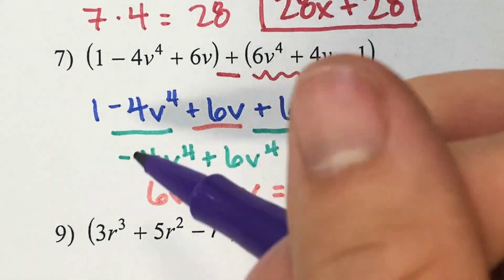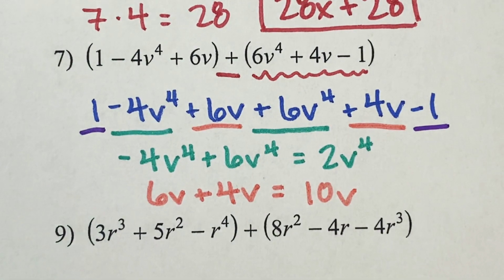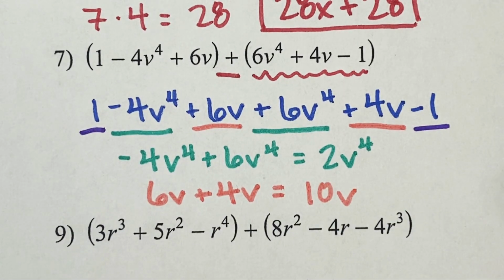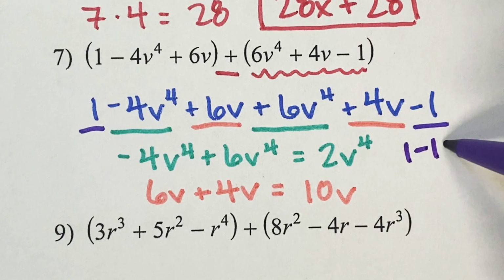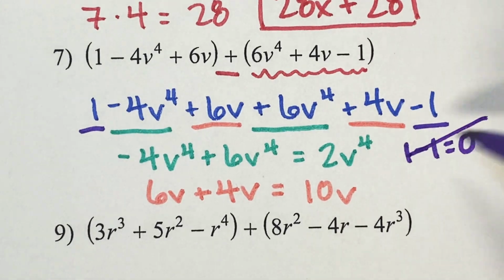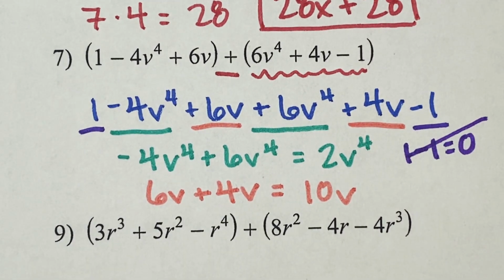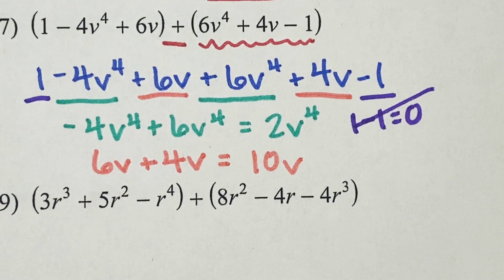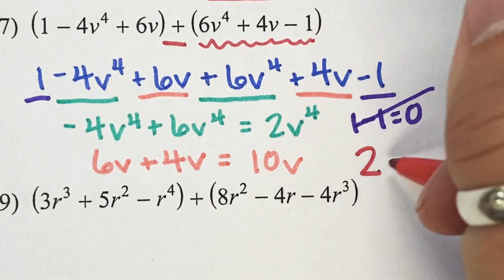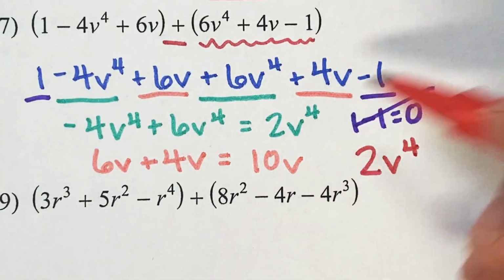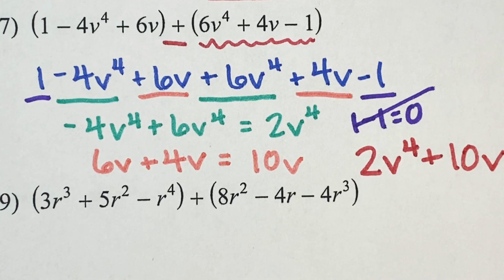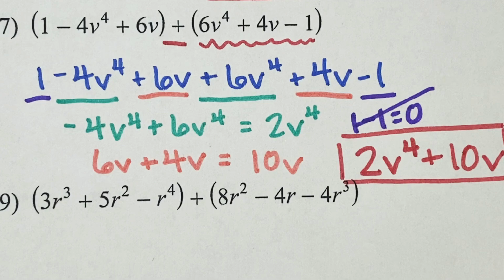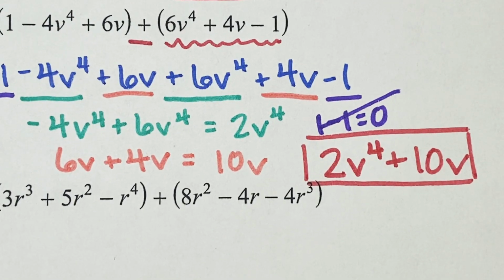Now the last thing I see is this 1 minus 1. Remember, you have to always look at the sign in front. What is 1 minus 1? 1 minus 1 is 0. That means we don't even need to write that. 0, we don't have to write. So for our final answer, let's take our two pieces and rewrite them: 2v to the fourth with a positive, so plus 10v. And there's our simplified expression.